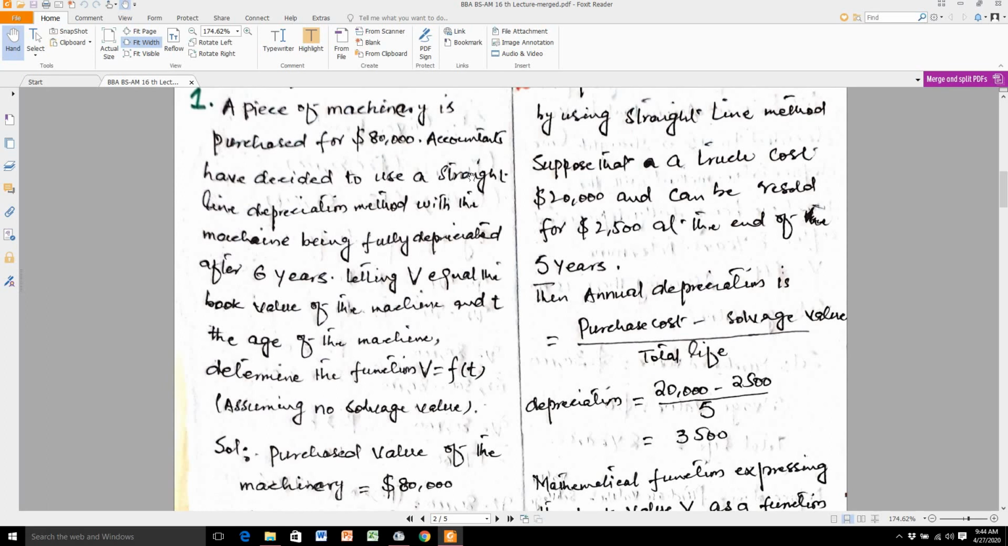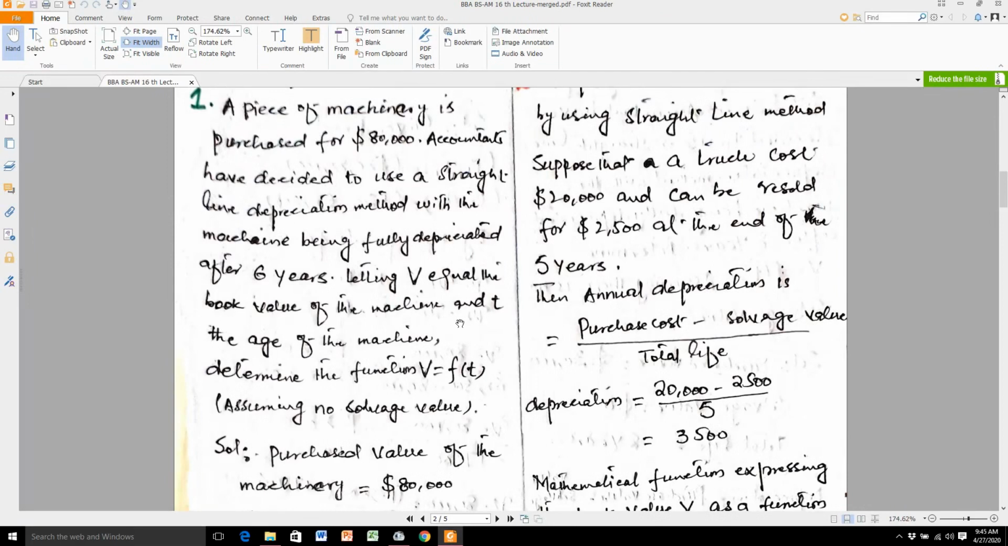As you are students of business and you learn in your accounting books, there are several methods used to calculate depreciation. These methods are the straight line method, double declining method, output method, and some other methods also. So accountants have decided to use straight line depreciation. Why do they use the straight line depreciation method here? Because it deals in a linear way, or you can say its depreciation is calculated year to year in a fixed form.